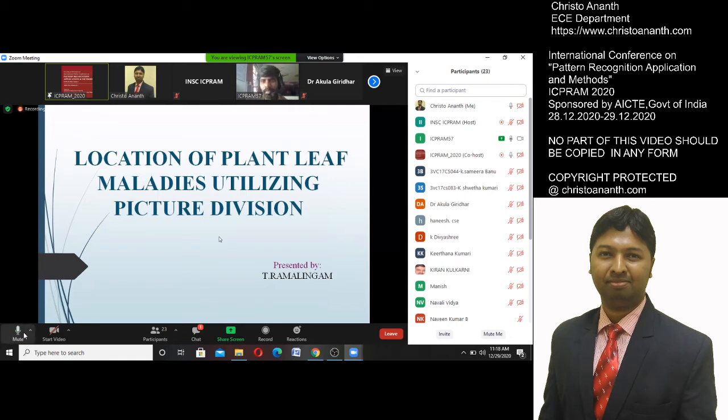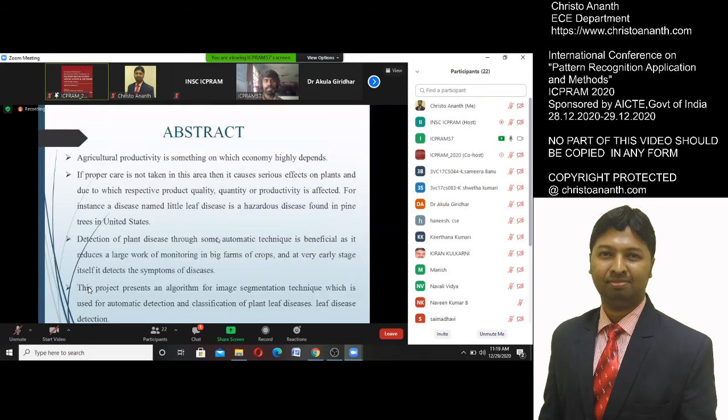First of all, good morning to all. I am Ramalingam. I am from Tamil Nadu. This is my topic: Location of plant leaf maladies utilizing pictorizations. It means how to identify plant leaf diseases early. This is my abstract. Agriculture productivity is something on which the economy depends.